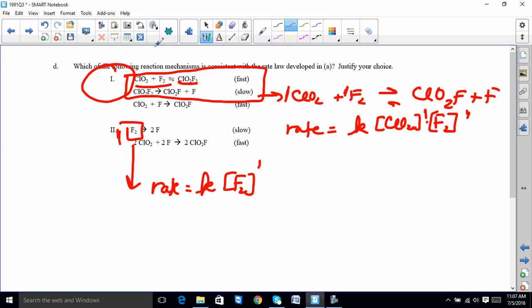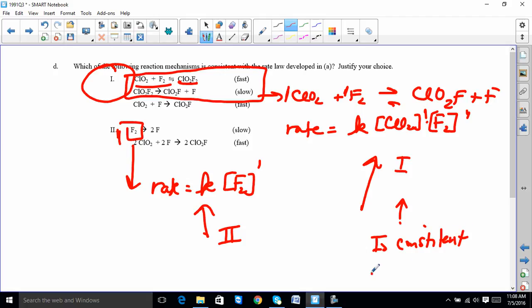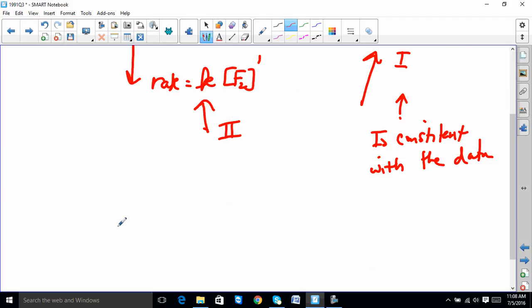And so which of the following mechanisms is consistent? Justify your choice. I think justifying your choice is just showing this would be the rate law for reaction mechanism 1. This would be the rate law for reaction mechanism 2. This one is consistent with the data in the table. I would just say something like that. Remember, you're just always trying to convince the graders that you know your chemistry. All right, that's good.